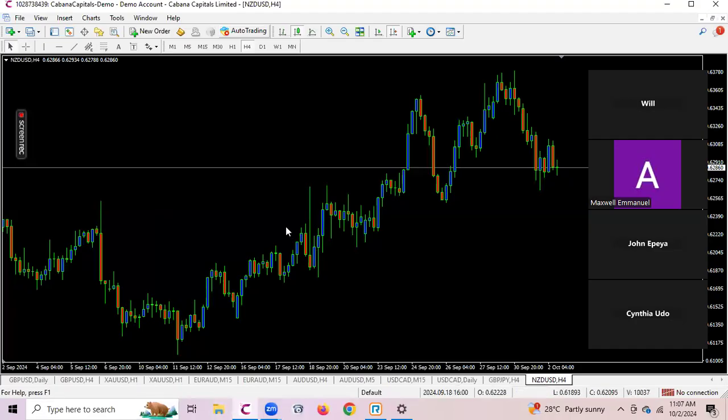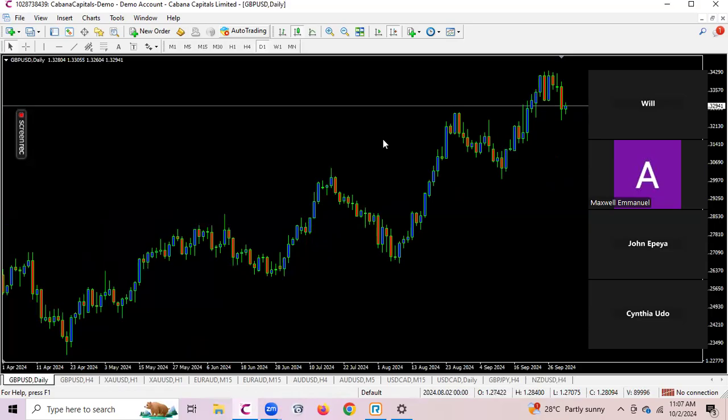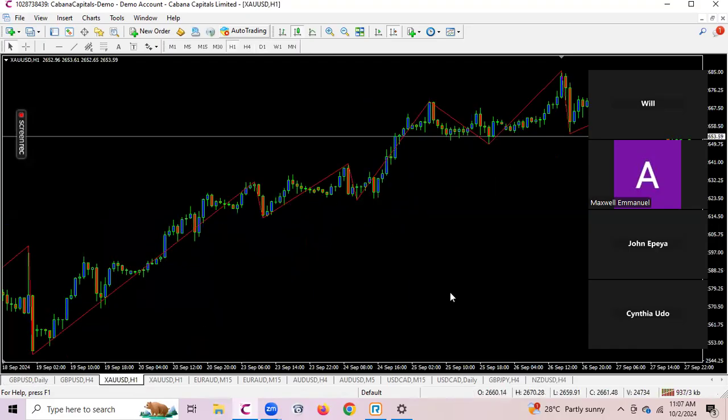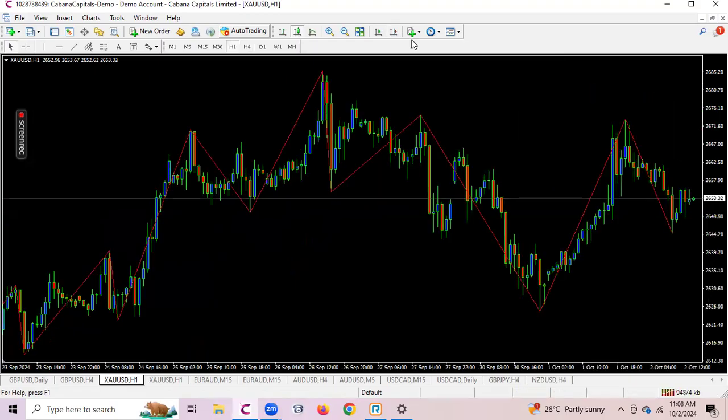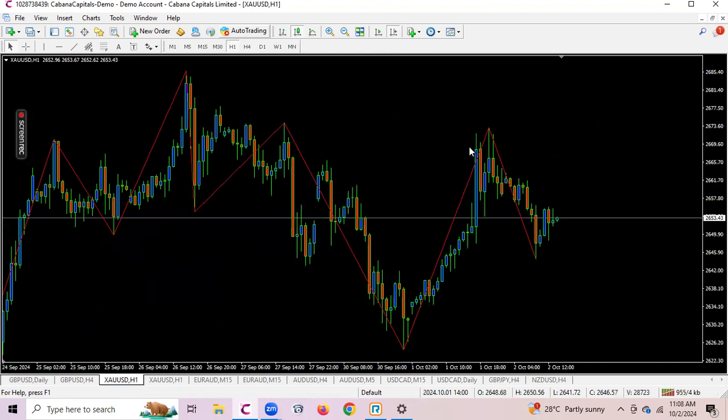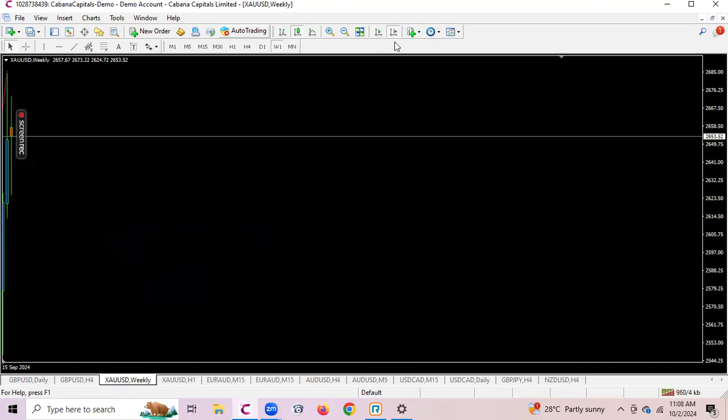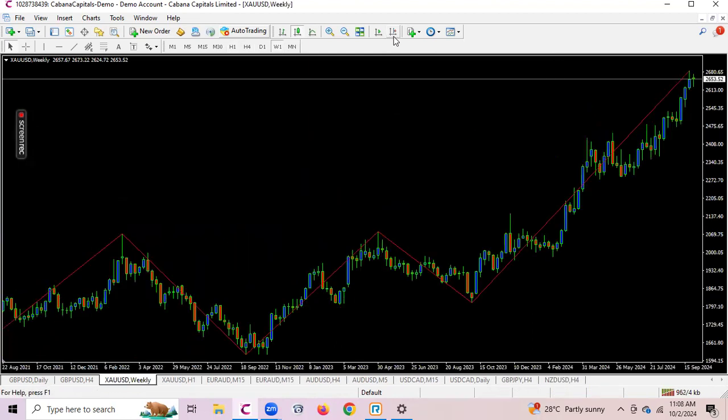Okay, let's go straight to the chart. Let's start with GBPUSD. Gold. Okay, we'll look at gold. Let's start with gold. So let's start by looking at the weekly time frame.